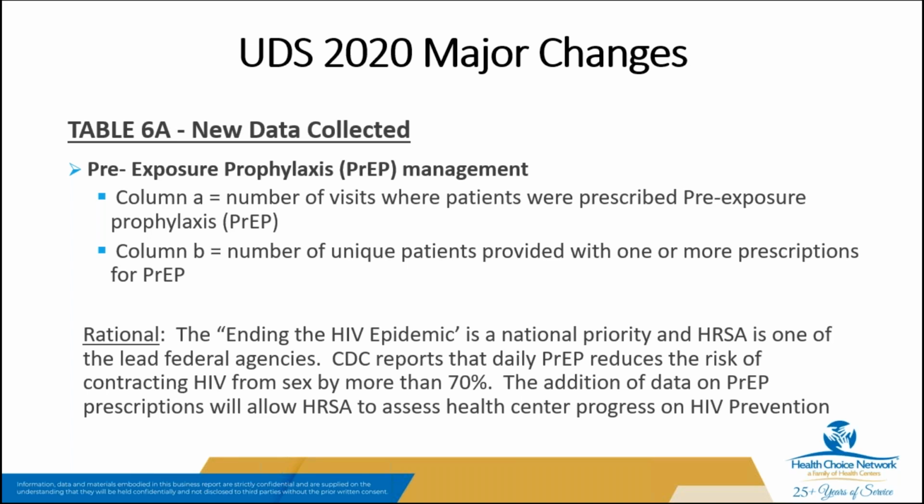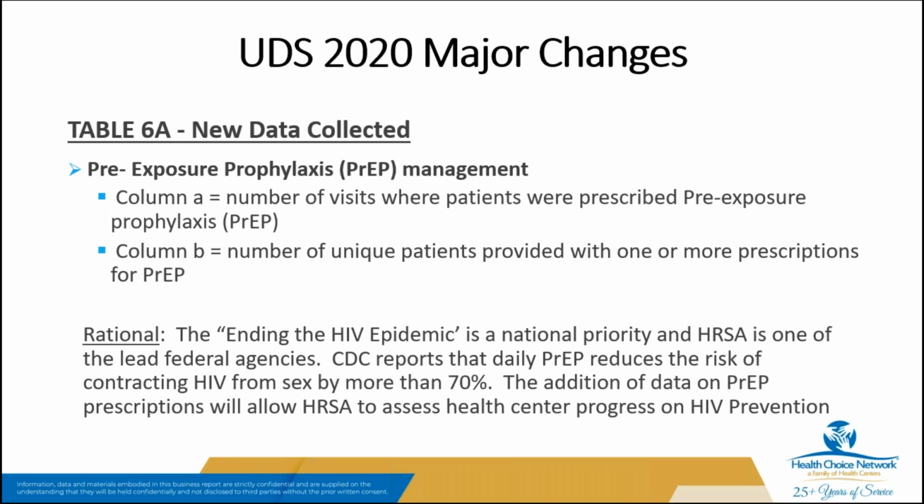So there are two columns. Column A looks at the number of visits where certain diagnoses were addressed or certain procedures were done, and then column B gives the unduplicated number of patients who received those services over the course of the year. The first one that they've added has to do with pre-exposure prophylaxis.